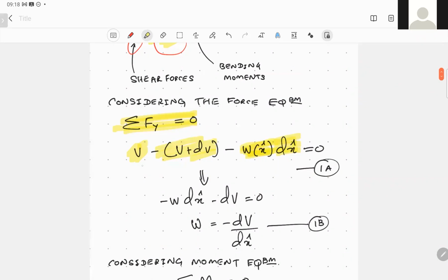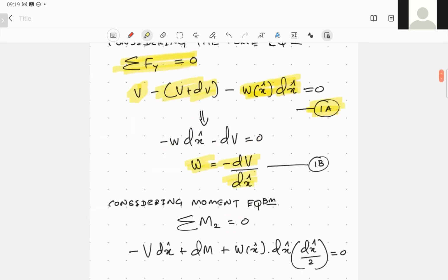By solving this equation 1a, you would be able to get a relationship for W, which is given by minus dV by dx hat. So it is a function of the derivative of the shear force along the x direction, but in the negative y direction. You can obtain W using these equations.